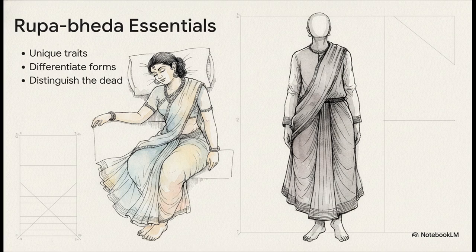To give you an idea of just how demanding Rupa Beta actually is, the ancient sources note that an artist's knowledge of form has to be so subtle and so starkly accurate that a work must be articulate enough for the ordinary eye to instantly decipher the difference between a man who is merely sleeping and a man who is dead. Think about that. That is the insane level of visual mastery we're talking about here.